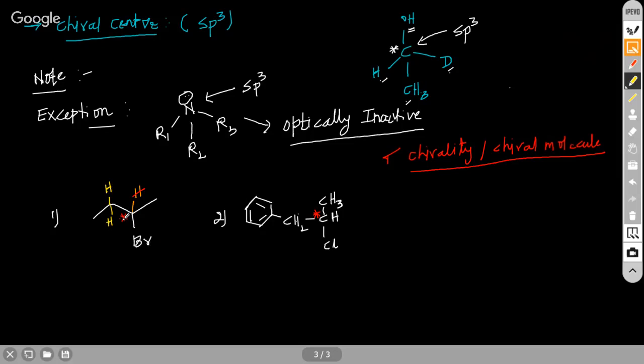Next point you write down. Chirality is the main criteria, comma, necessary and sufficient condition for a molecule to be optically active.